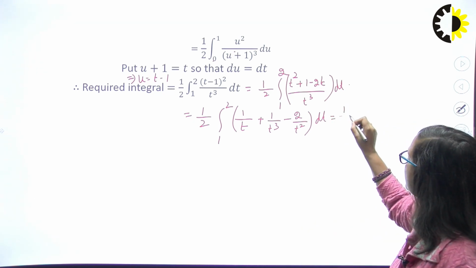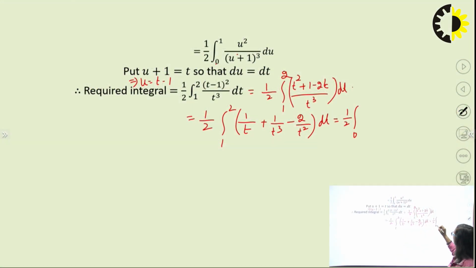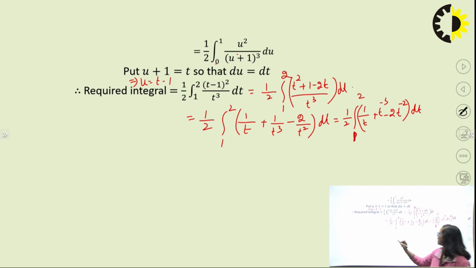I am writing this as 1 by 2, with 1 to 2 as the limit, 1 by t plus t to the power minus 3 minus twice t to the power minus 2 into dt. So in the next step, we integrate it. Look at what we get.